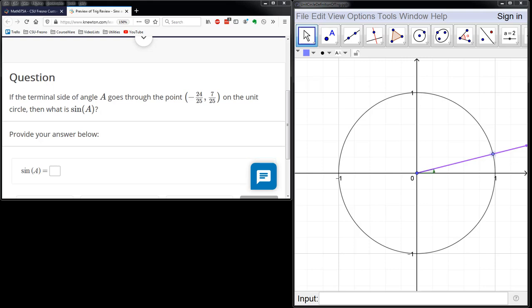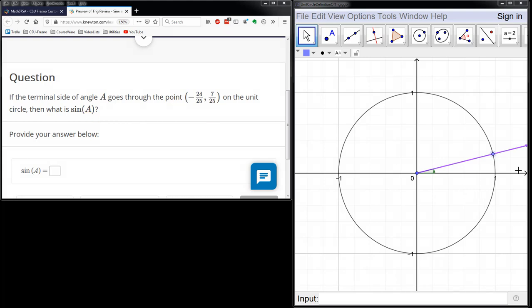So, alright, we've got a problem here. The question is, if the terminal side of angle A goes through the point negative 24/25, 7/25 on the unit circle, then what is the sine of A?